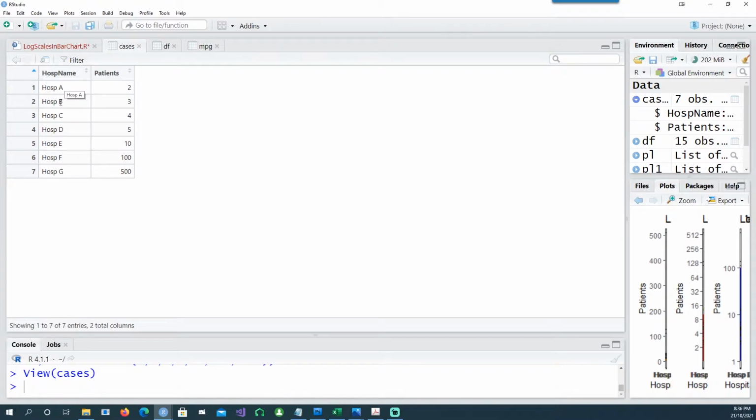We have 7 hospitals and then we have the patient numbers. And you notice that we have a large disproportion in this. Hospital A has only 2 patients, whereas hospital G has 500 patients.